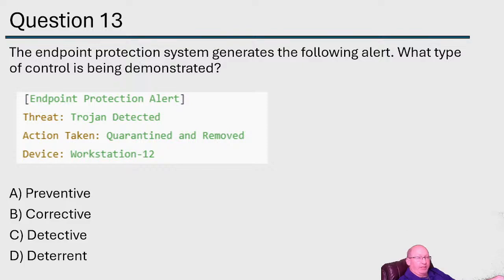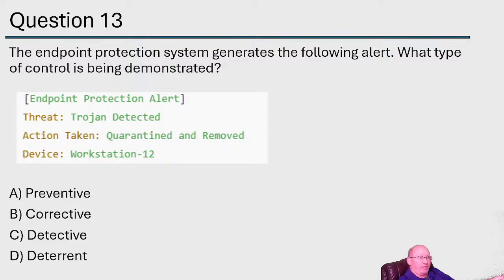Alrighty, the endpoint protection system generates the following alert. What type of control is being demonstrated? Preventive control. I would say preventive control is definitely a front runner because we see an endpoint protection alert. We see the Trojan was detected and then immediately quarantined and removed. And so we stopped it from occurring, right? So definitely a preventive control is a front runner.